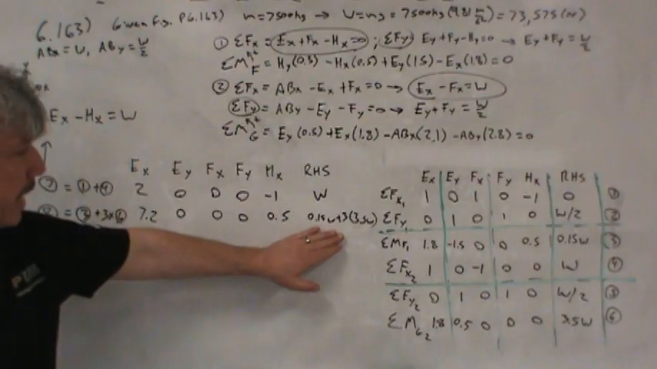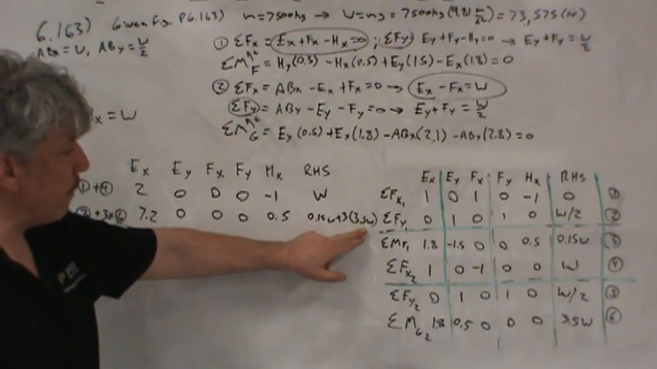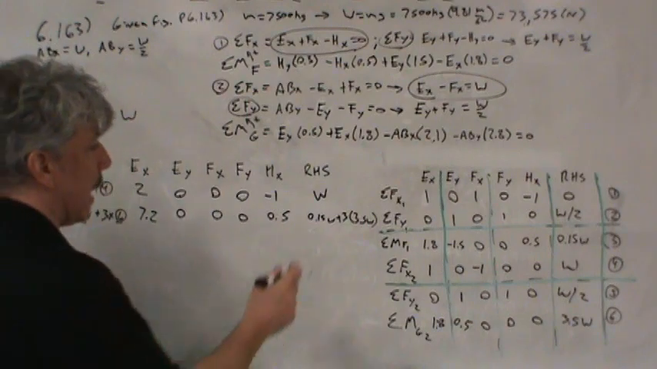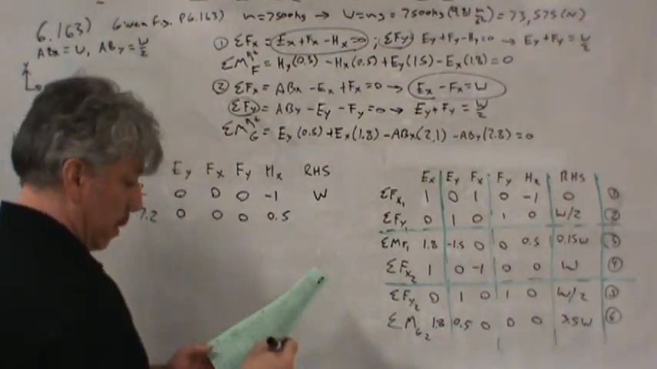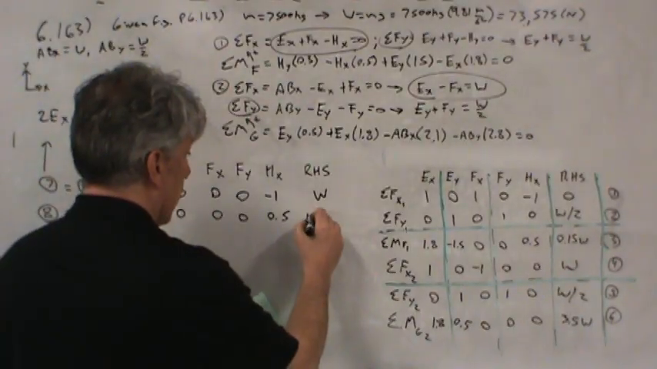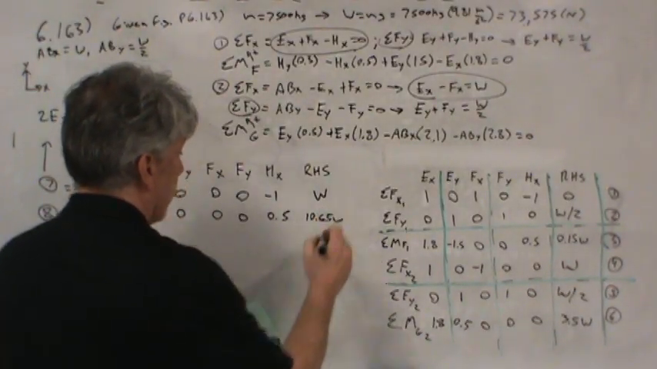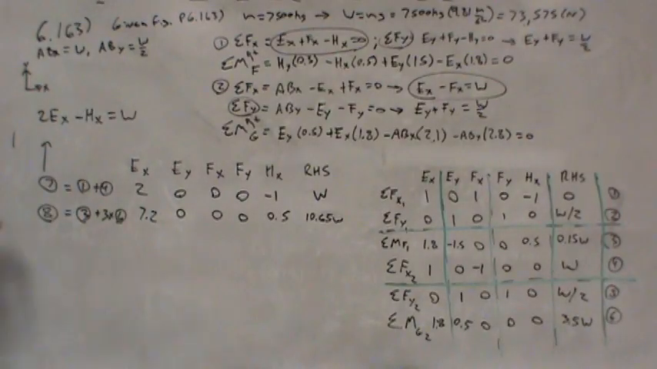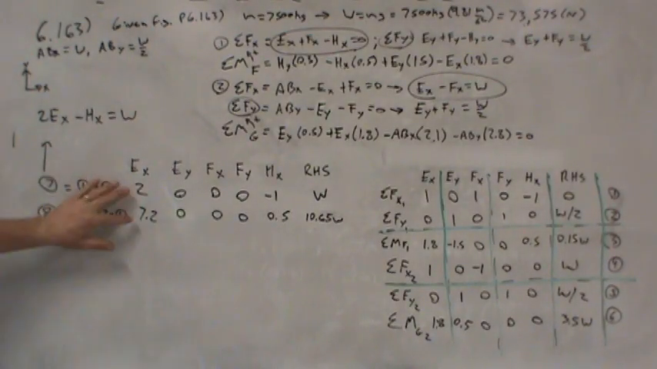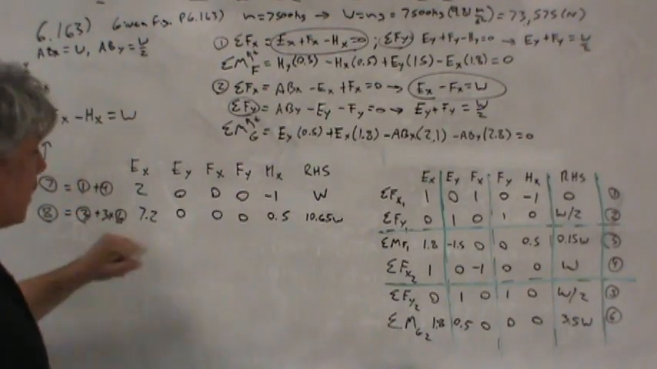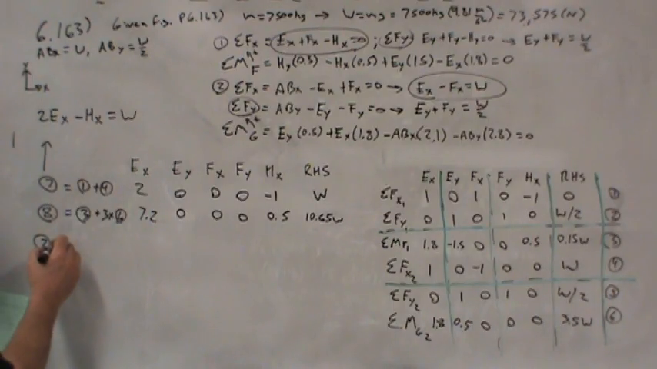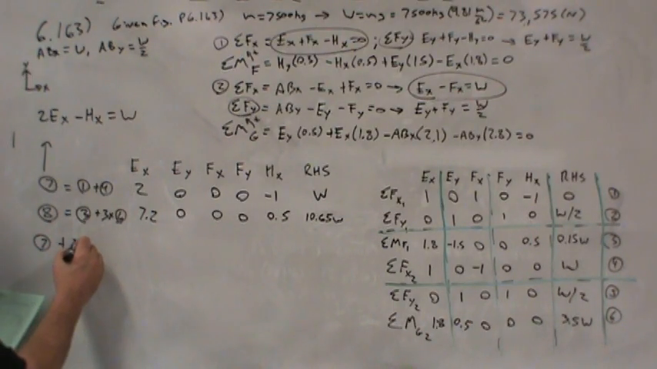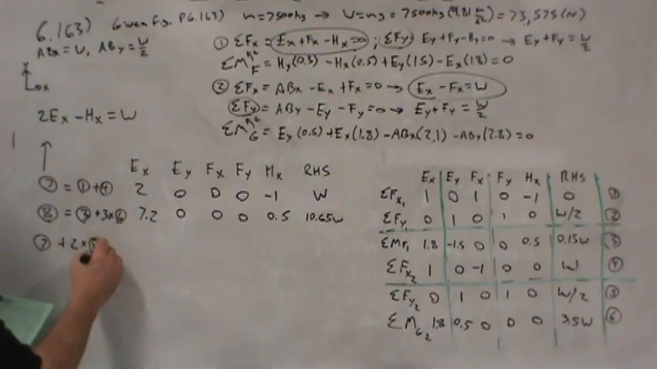Now again, this is a bit of a mess, but 3 times 3.5 plus 0.15 times W just comes out to 10.65 W. And now look what I've got. I've got equation 7 and equation 8 where I should be able to eliminate HX and get EX by itself. In fact, what I'm going to do now is take equation 7, I won't call it anything, and add to it 2 times equation 8.